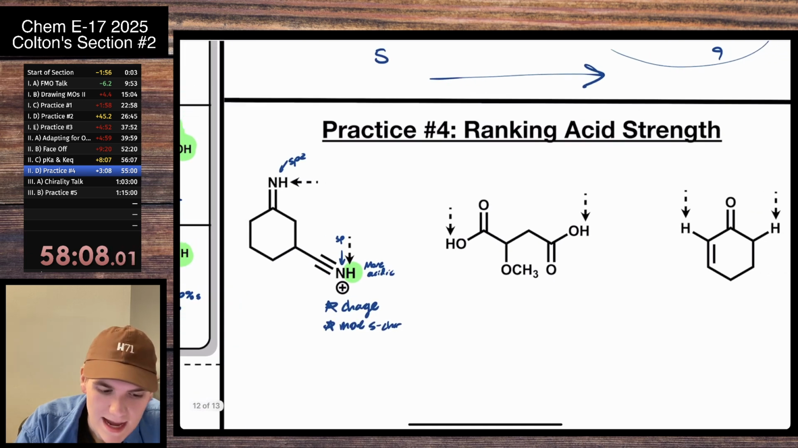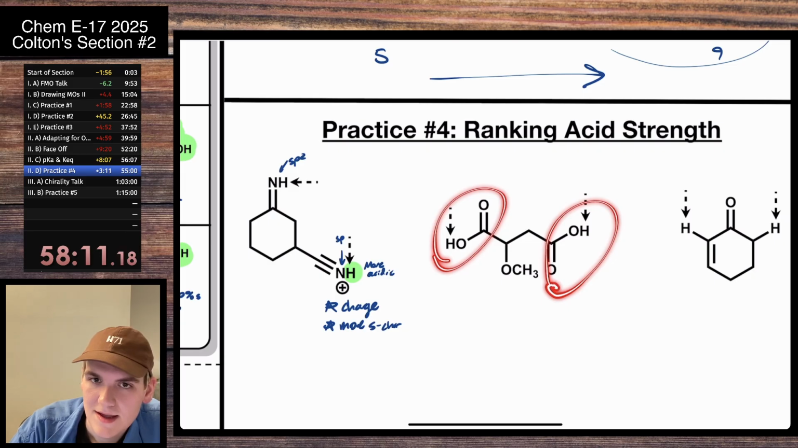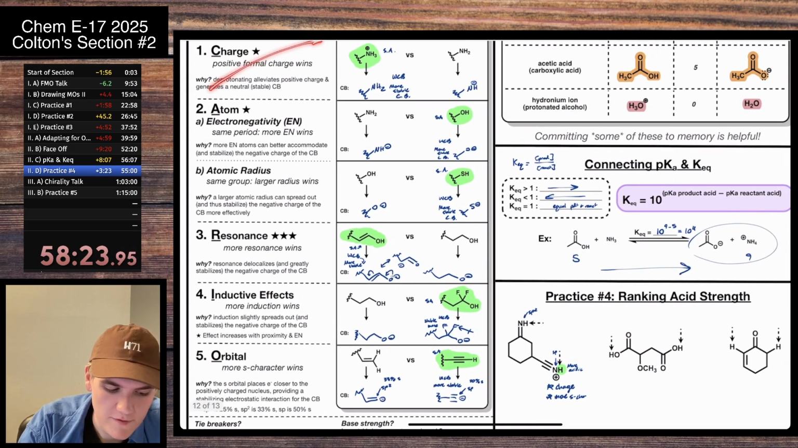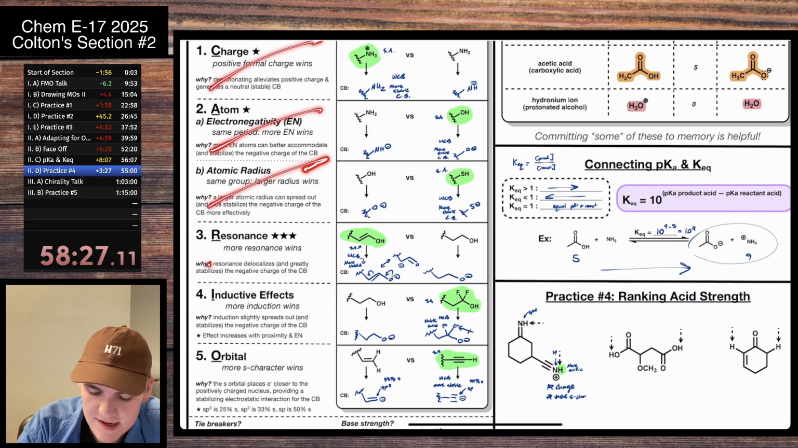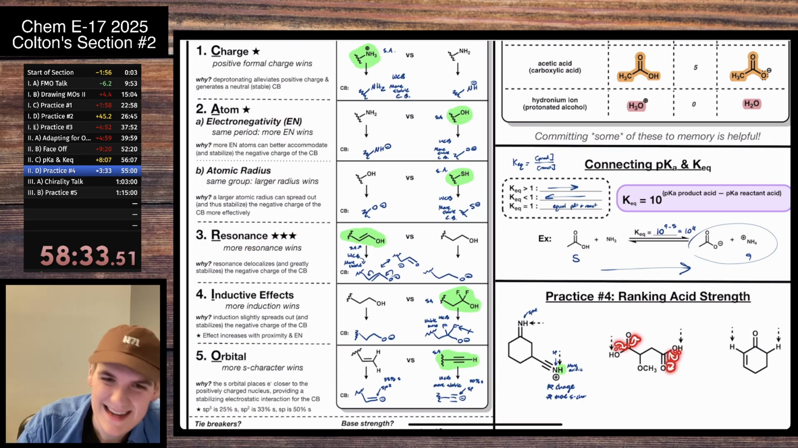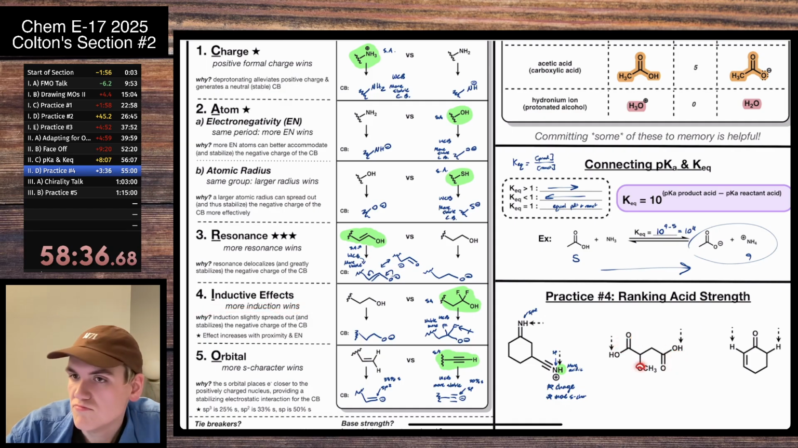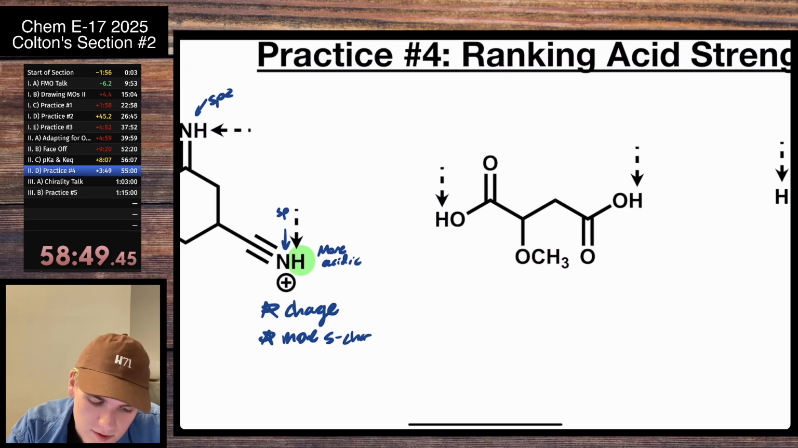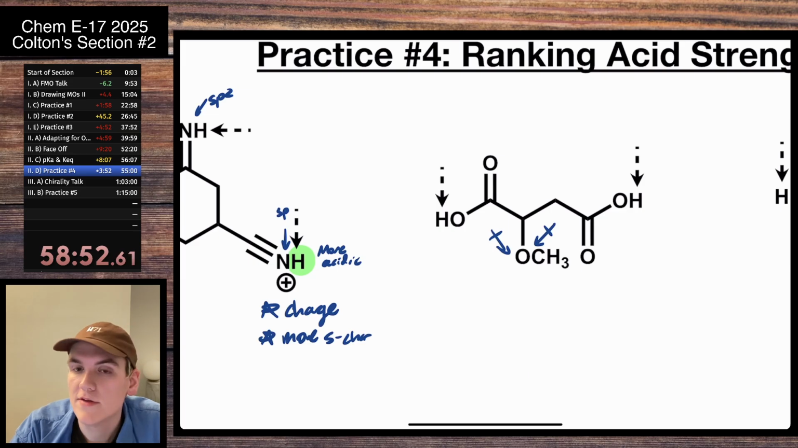In the second one, we have carboxylic acids on both sides. And so we're trying to look for a difference between these 2 hydrogens. And the thing that we have here is an OCH3 and oxygen. Well, this is not charge. It's not atom effects because they're both on OH. It's not resonance because they both have the same resonance here with the double bond. Induction. Is oxygen fairly electronegative? Yeah. And so typically we see inductive effects talked about with halogens, but it also is true for oxygens. So this oxygen is going to be tugging electrons towards it.